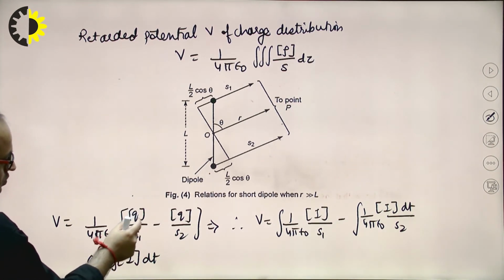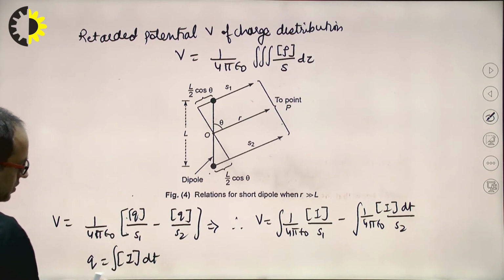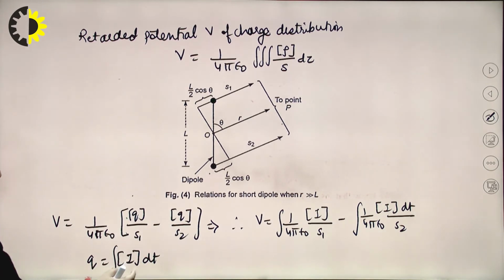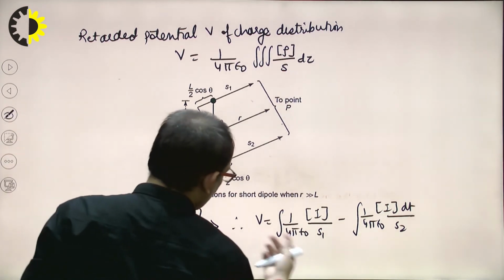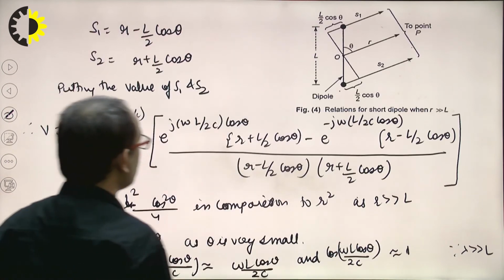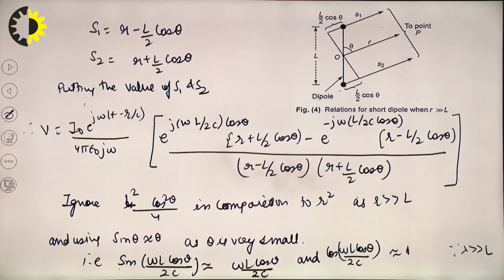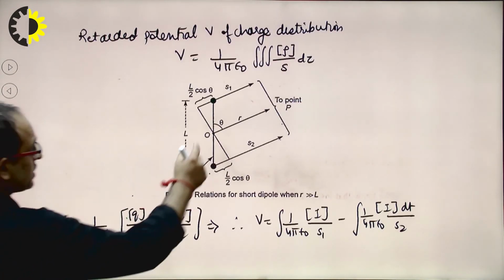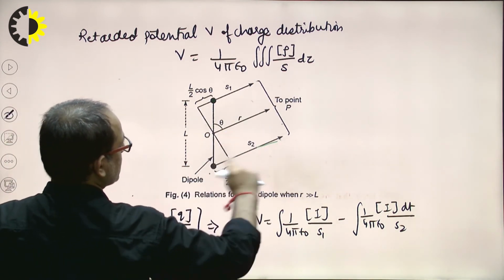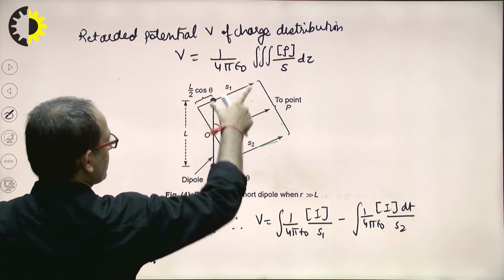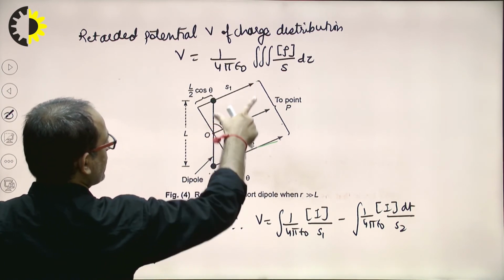This charge q can be related to I by putting this value, 1 upon 4 pi. So q is equal to the integral of I; just put the value of I here and you will get this one. And now see this one, the distance is S1 and this distance is S2. So S1 will be what?